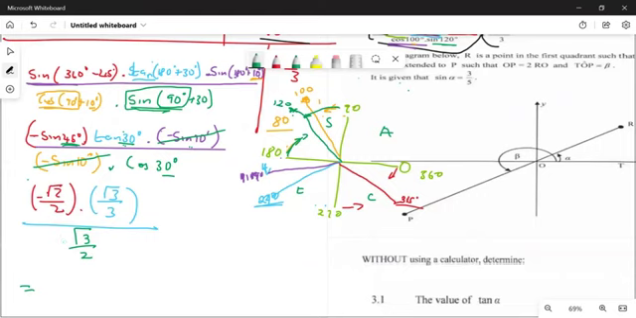If you type this in your calculator, what do you get? Minus root 2 all over 3, like this.